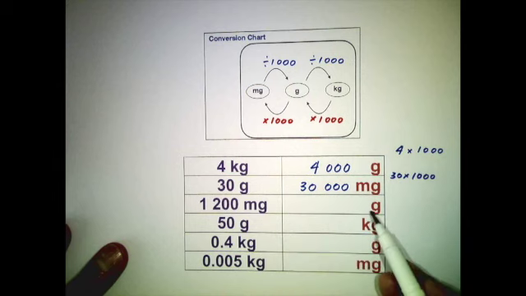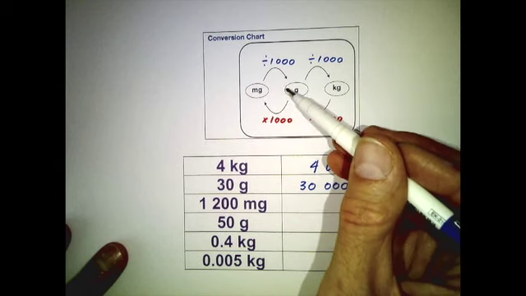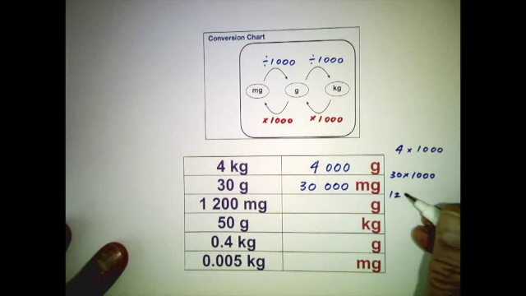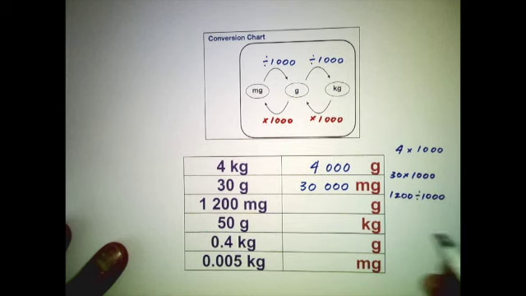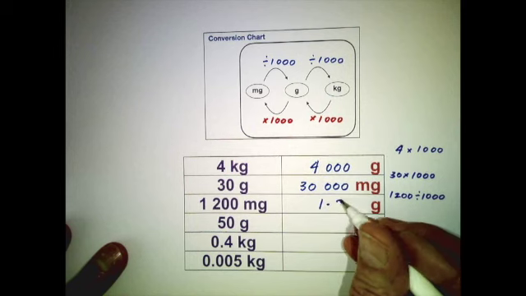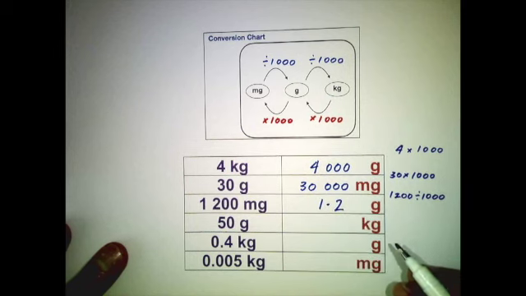To go from milligrams to grams, we need to divide by 1,000. So it's 1,200 divided by 1,000. That gives an answer of 1.2 grams. That's something you may want to check if you're not comfortable with division.